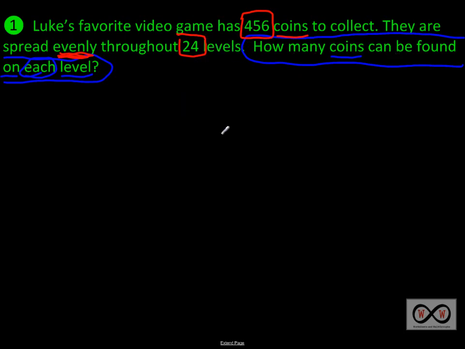Now you're probably thinking, we should set that up as a division problem. Well, right again. So we have 456 coins in the entire game, and there are 24 levels that they are spread evenly through. With the partial quotient method, you really should take this line above the dividend. Your quotient will eventually sit on top of that line, but you'll extend it downward.